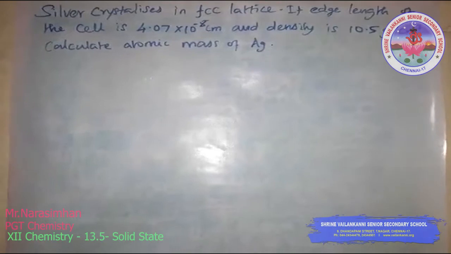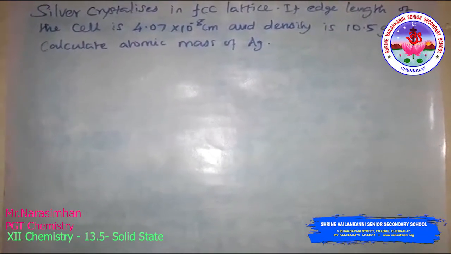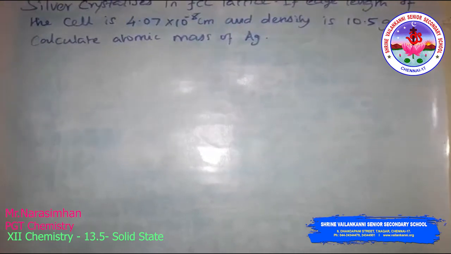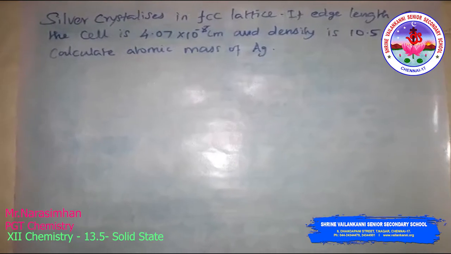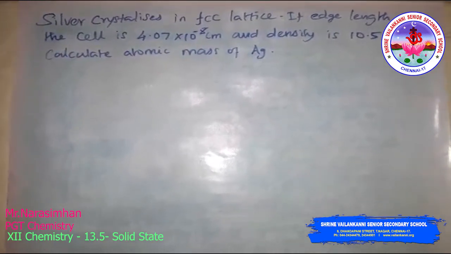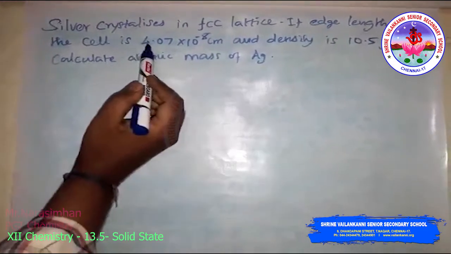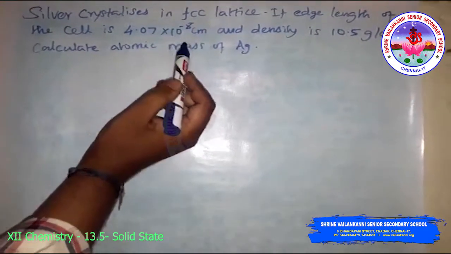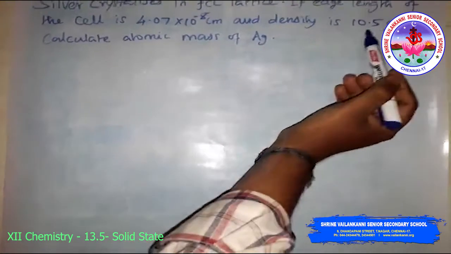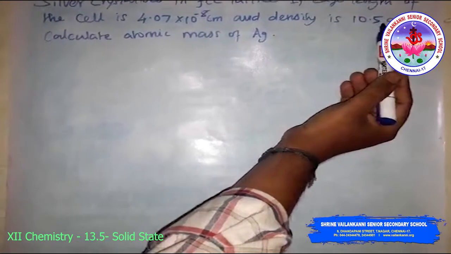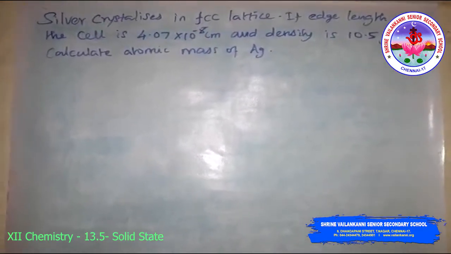See, look at this numerical. We will see a few numericals based on the density formula. Here, the problem is: silver crystallizes in FCC lattice, that is face centered cubic lattice. If the edge length of the unit cell is 4.07 into 10 power minus 8 centimeter and the density of the substance is 10.5 gram per centimeter cube, calculate the atomic mass of silver.